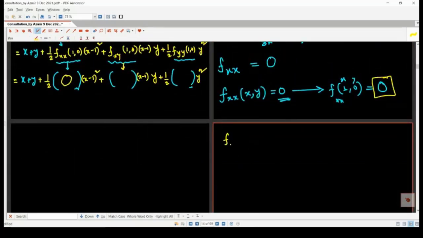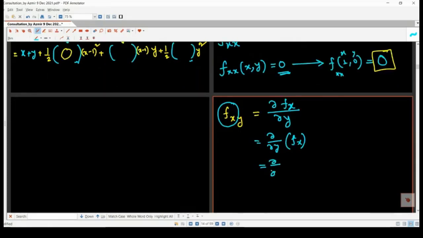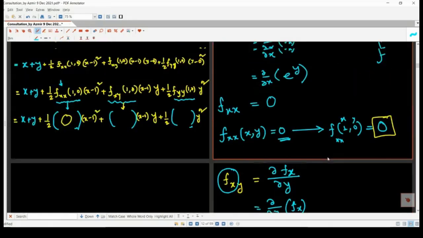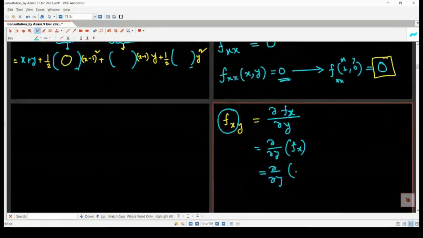So f sub xy. Again, you will understand that I am going to make a circle leaving the right variable here. So I will understand that differentiation will be for f sub x with respect to y. So d/dy of f sub x. So what is f sub x? e to the power y. Yes, it is e power y.